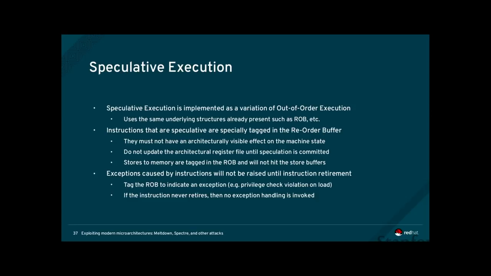The key things here are don't update the architectural state. Don't make it visible. Apparently, that's the plan. Didn't quite work that way, but that was the idea. And stores to memory will be filed away in my internal structures. They won't actually make it out to memory until that instruction retires. Exceptions caused by my code that's running speculatively will not be raised until retirement, until the instruction actually becomes committed.